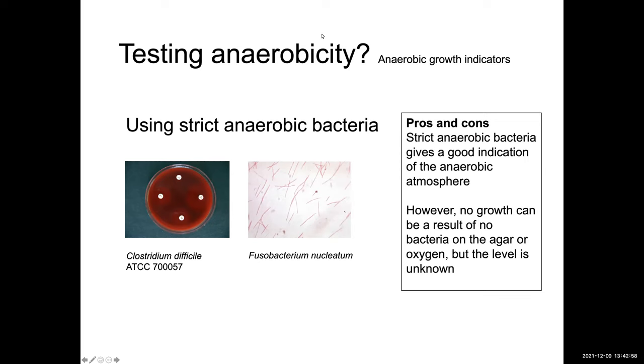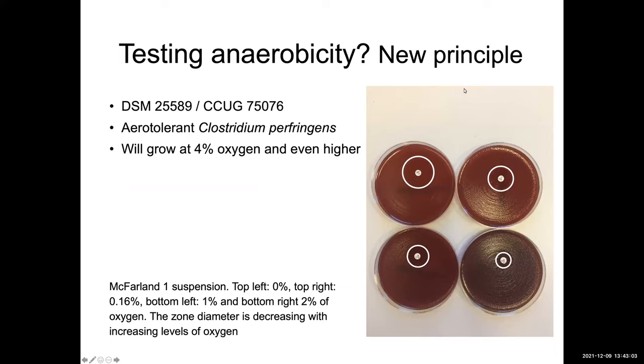So next slide. So EUCAST has tried to implement a new principle for testing anaerobicity. It's actually an old method, but it uses an aerotolerant Clostridium perfringens, and it can grow at 4% of oxygen and even higher. And as you can see on the picture, top left, that is 0% of oxygen. And bottom right, that is 2% of oxygen. And as you can see from the plate, growth is actually very strong still at 2% of oxygen.